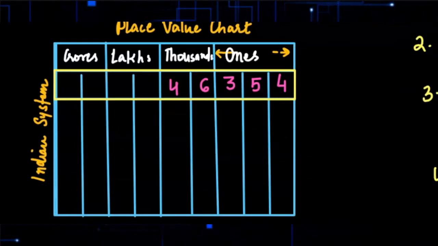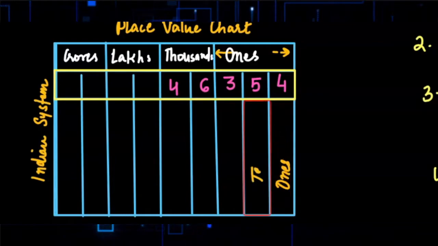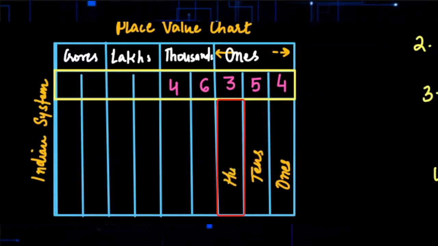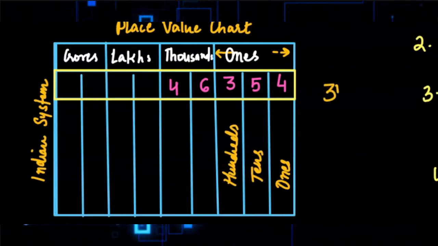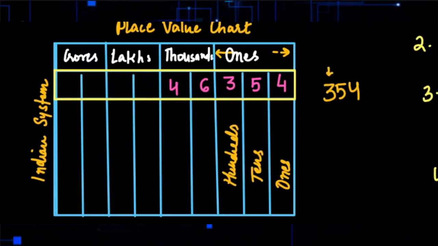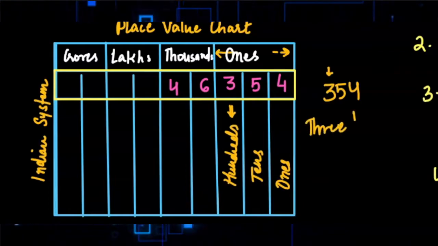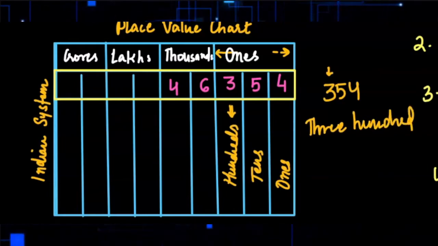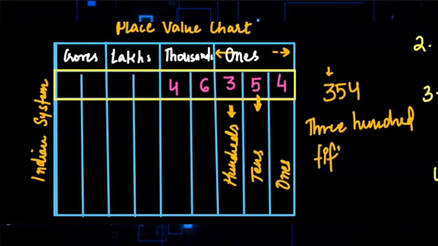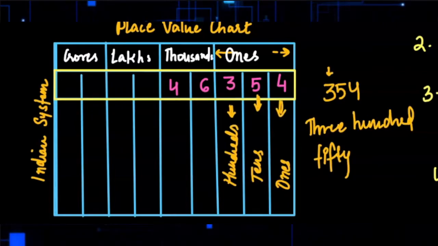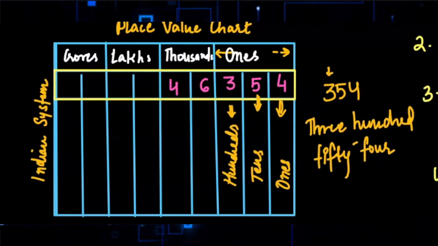This is ones period, so the 4 comes in ones place, this is tens place, and 3 is in hundreds place. So how will we read it if we have just 3 digits, 3, 5, 4? We'll start from 3. 3 comes under hundreds place, so we'll write 300. Then 5 comes at tens place, 5 tens means 50. And 4 is at ones place, so we'll write 4 as it is, 54. Right? 354.